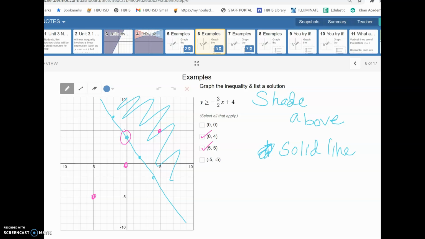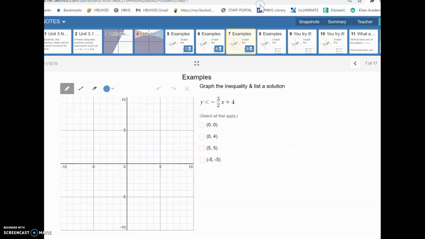So this one was the exact same line. It was greater than or equal to. Number 7 is the exact same line, but it is less than. So how is this one going to be similar? How's it going to be different? What kind of line are we going to have here, class? Solid or dashed? Dashed. And are we going to shade above or below?